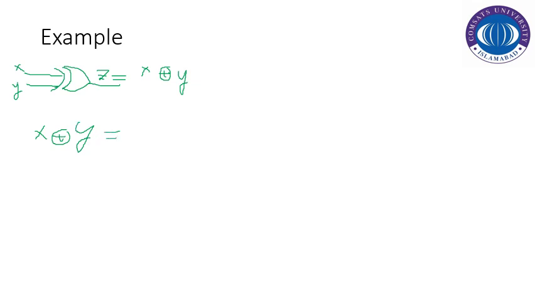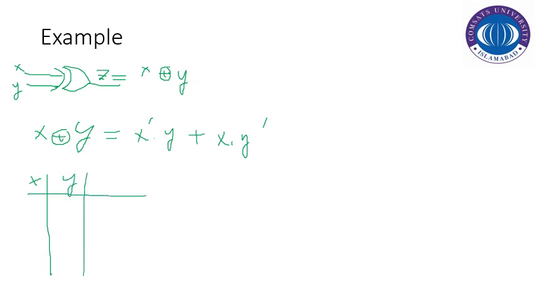That is equal to X prime into Y or X into Y prime. So as far as the truth table is concerned, we've got X, we've got Y, and we've got Z as the output. These are the combinations, and the output is 0, 1, 1, and 0.